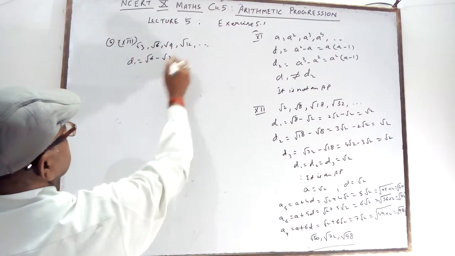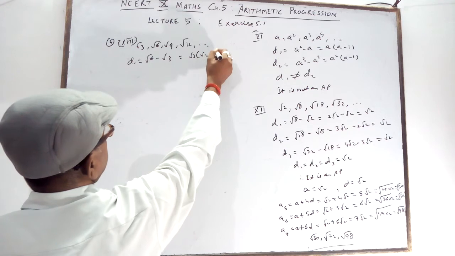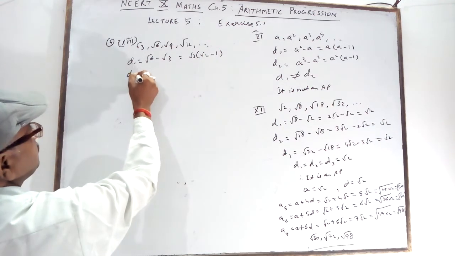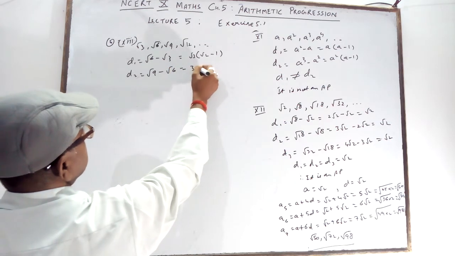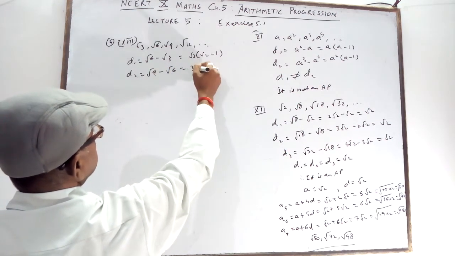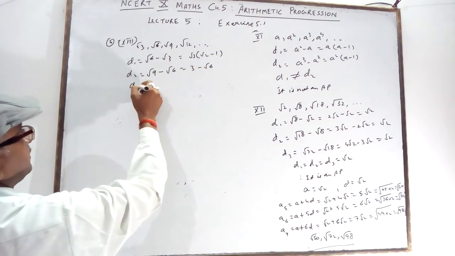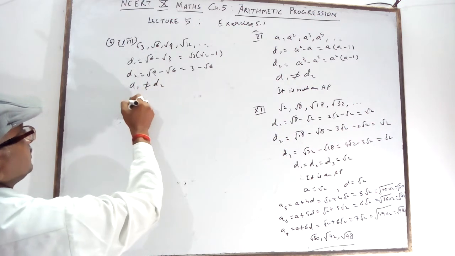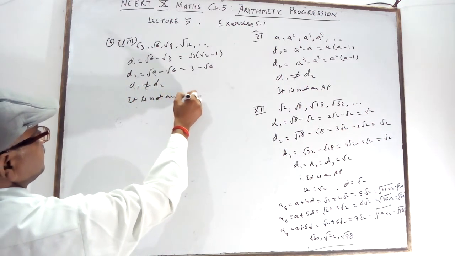So d1 is equal to root 6 minus root 3. Root 3 is common, so it is root 3 into root 2 minus 1. d2 is equal to root 9 minus root 6, that is 3 minus root 6. So d1 is not equal to d2. It is not an AP.